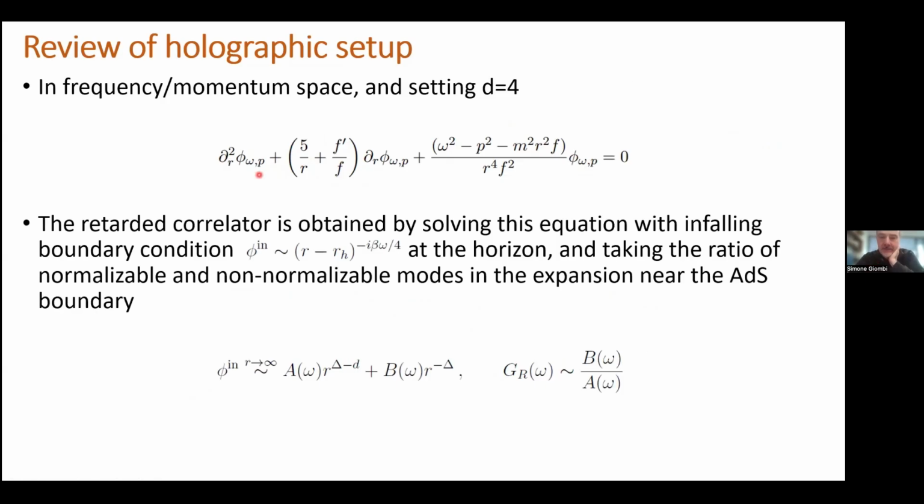To find the retarded correlator, one is supposed to solve this wave equation with the infalling boundary condition at the horizon, which means you impose this condition at the horizon, and then look at how the solution behaves near the boundary. It will have two fall-offs of this kind, and the retarded correlator is given by the ratio of the coefficients of the normalizable and the non-normalizable mode. So this is the general recipe to compute retarded correlators holographically.